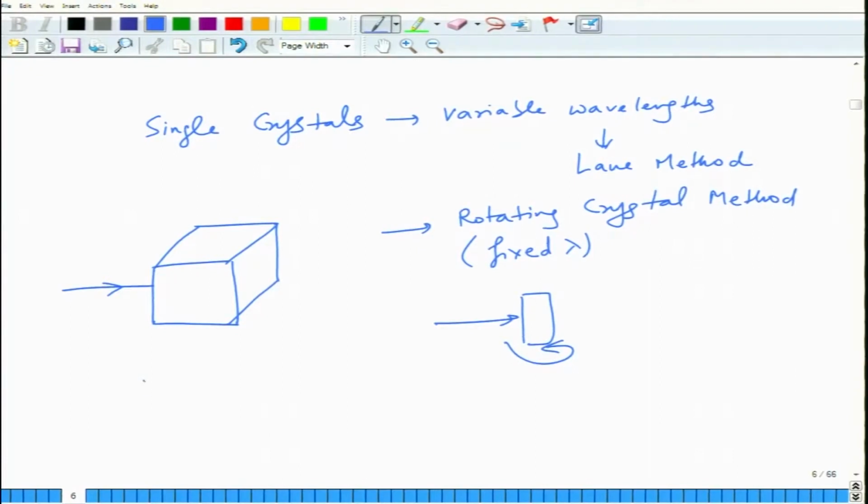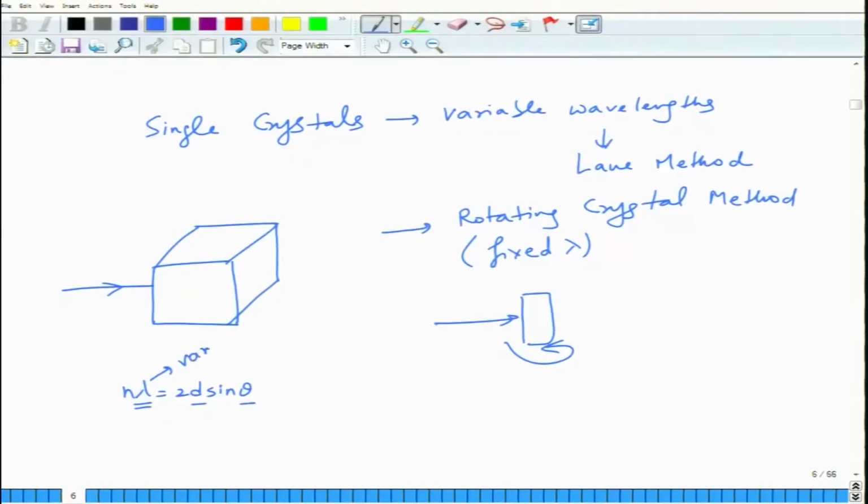Because remember, you have to follow n lambda equals 2d sin theta. If your lambda is fixed, then the only two things are d and theta, which are dependent upon each other. So, orientation of a particular plane with a particular d spacing will not guarantee whether you will have Bragg's law satisfied or not. As a result, you need to change lambda so that a particular plane will diffract, okay. And there is no guarantee that all the planes will diffract because there are very few orientations available. So, that is why you need to vary lambda.